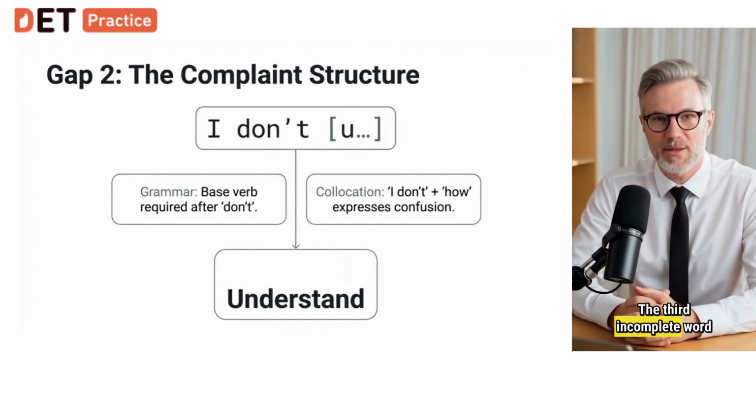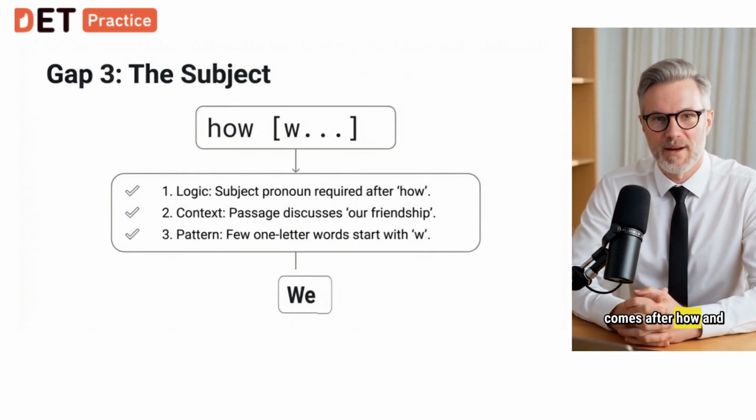The third incomplete word comes after how and starts with W with just one more letter. The answer is we. After how, in this context, we need a subject pronoun. Since we're talking about our friendship, the pronoun we is logical. There are very few one-letter words starting with W in English, really just we, so this one should be pretty straightforward. Now let's look at the fourth gap.